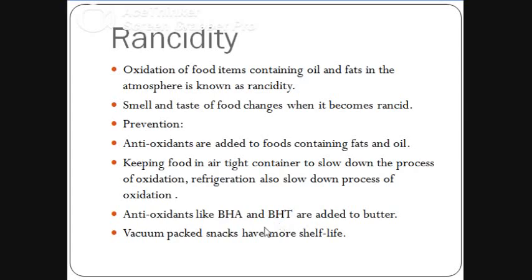Now, the next point is that vacuum packed snacks have more shelf life. As I explained, the bags of chips are flushed with nitrogen gas which is inert in nature, and it prevents the contact of oxygen with the food items, so they will be more fresh and will not become rancid. In this way their shelf life will be increased.